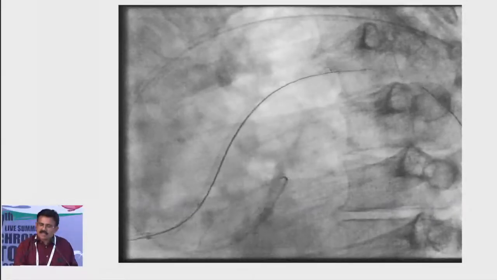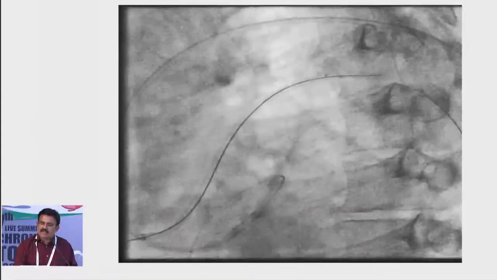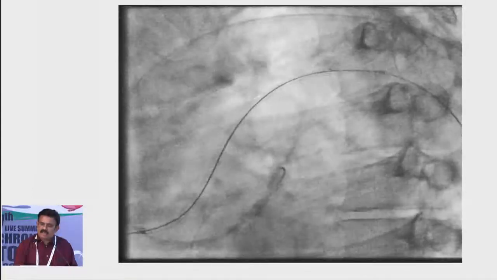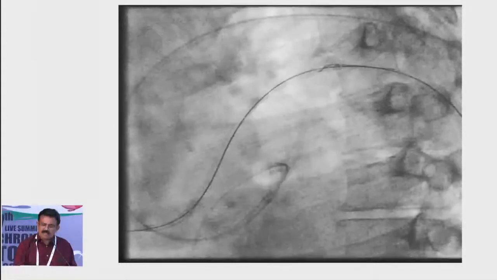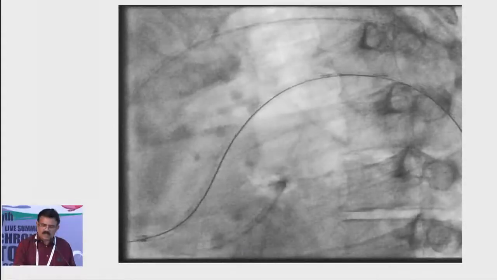Wire is outside. How I identified? Because the wire is not touching the other wire. I taken the wire easily, so I decided it is not the right one.